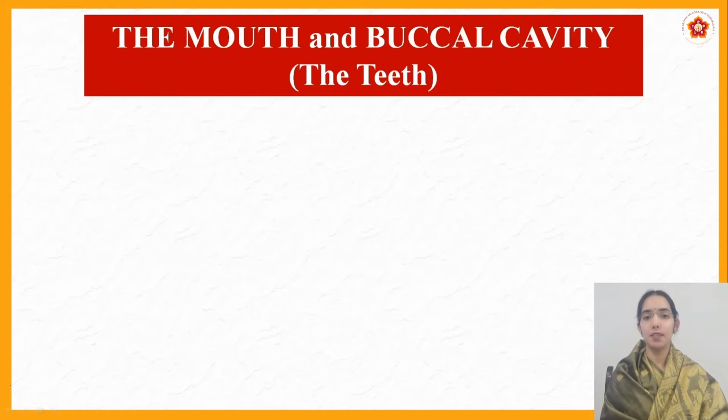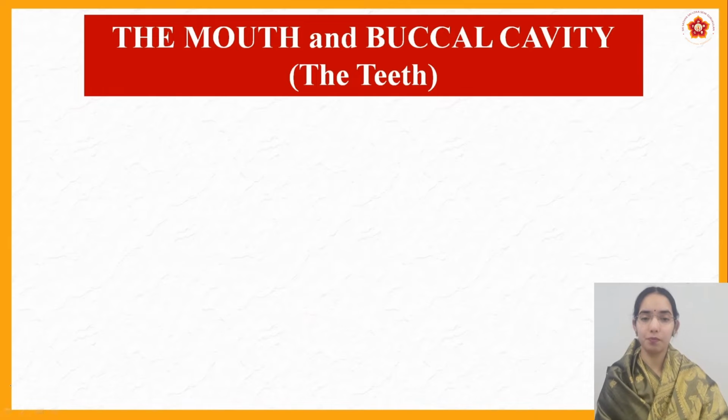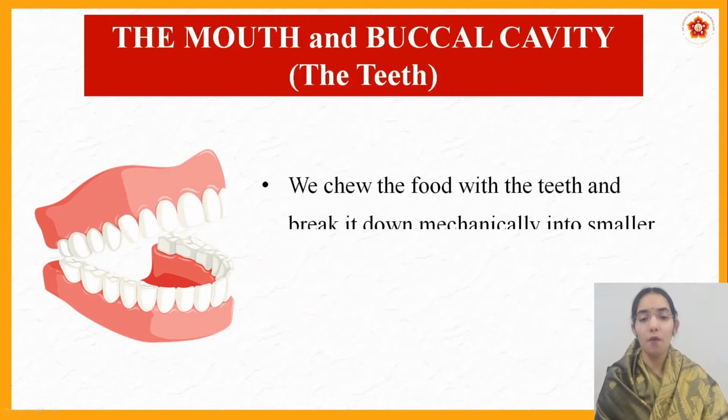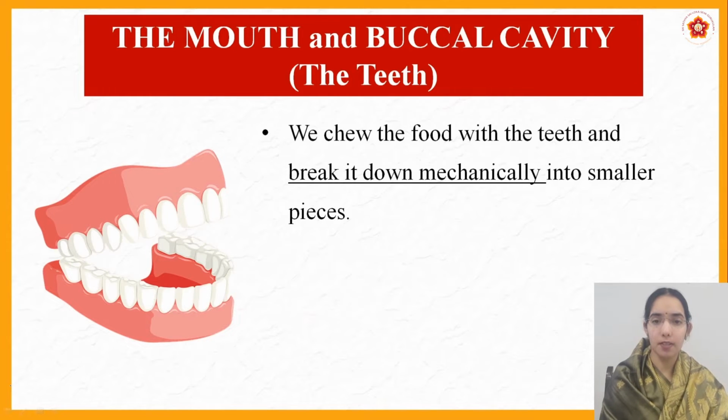First of all, let's discuss the teeth. What do we use our teeth for? Yes, we use them to chew the food. So, we chew the food with the teeth and break it down mechanically into smaller pieces.